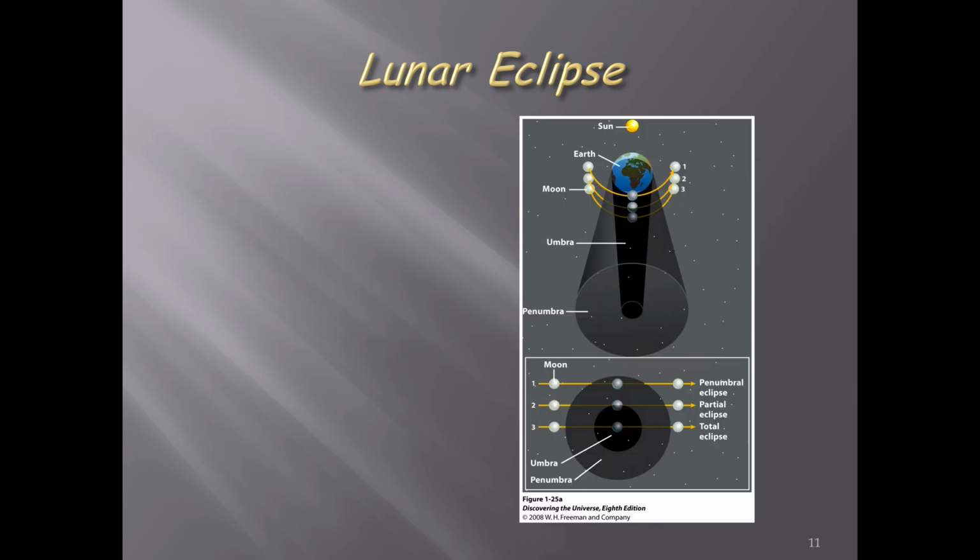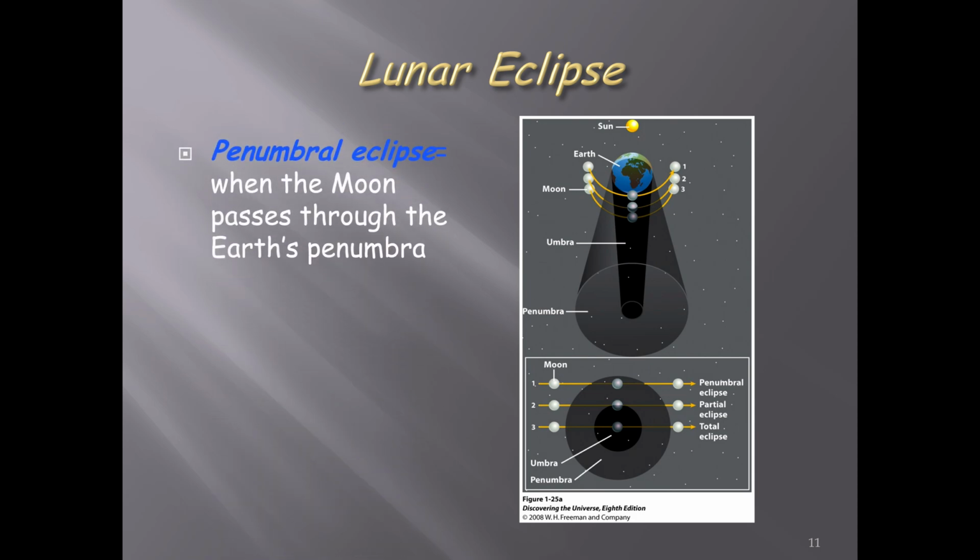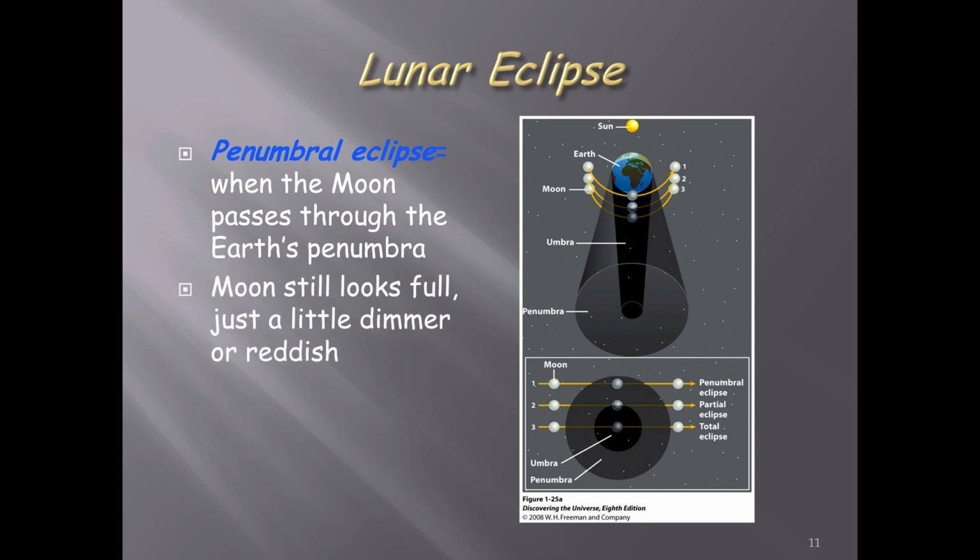So the first one we'll look at here is the penumbral eclipse. Like the name suggests, it passes through, and by it, I mean the moon passes through just the Earth's penumbra. The full moon, I mean, it makes sense, right? That's the only phase that you could have a lunar eclipse occur in, would be a full moon phase. It's going to look a little dimmer or kind of reddish.